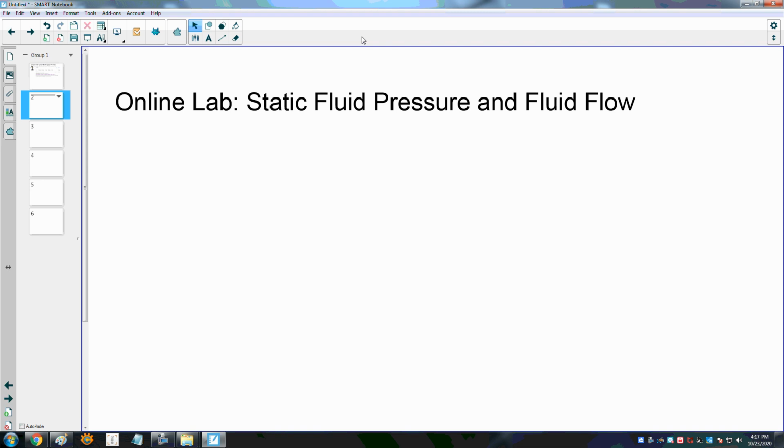I don't know that 201 covers this, but it's an important topic and it's something that we don't usually get to do in the lab. It's just difficult to do experiments with fluid flow and fluid pressure. So we're really excited to be able to do this in an online area. Several big ideas that you need to understand.